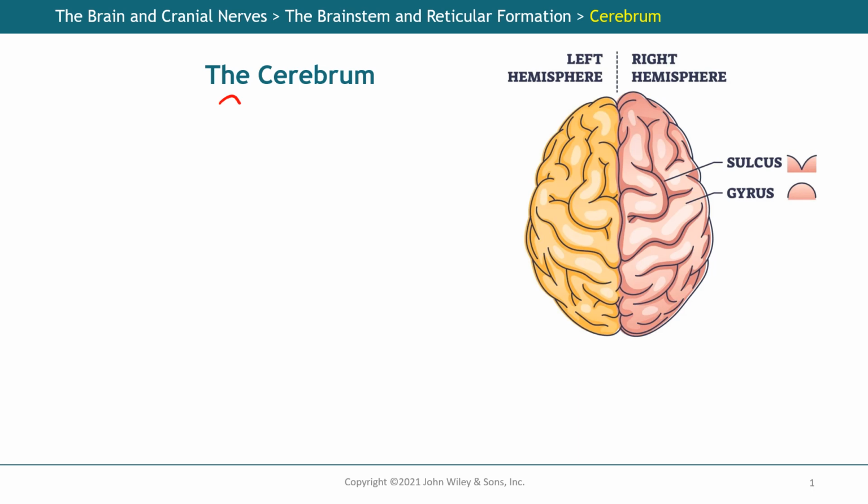So we're going to start talking about the cerebrum, and I want to start this by telling you three key structures that you will see in the brain. The first one is the sulcus, the second one is the gyrus, and in a second I will show you the fissures, and all of them are elevations or grooves or furrows.